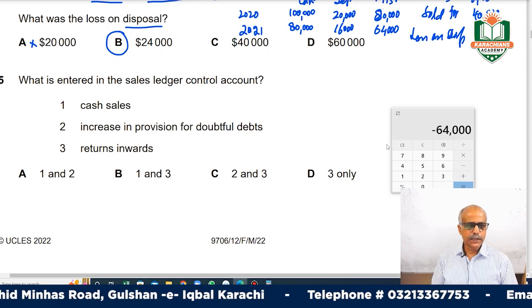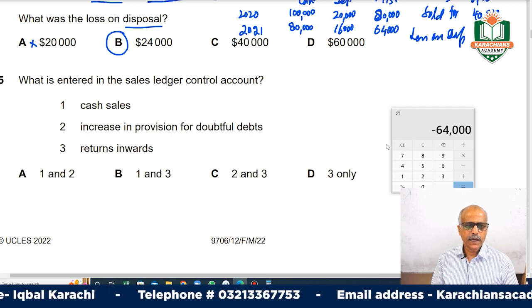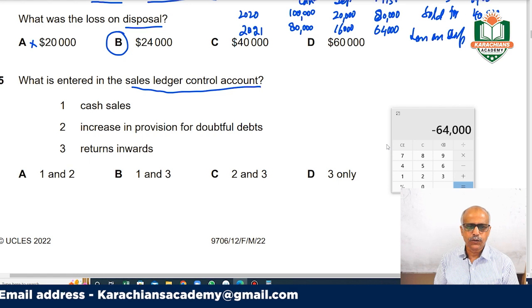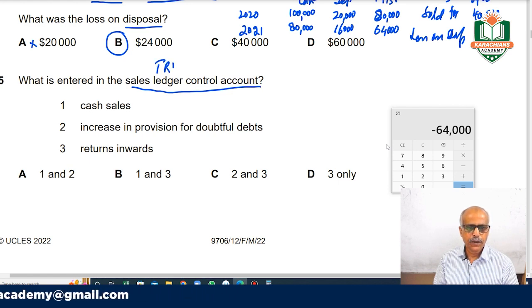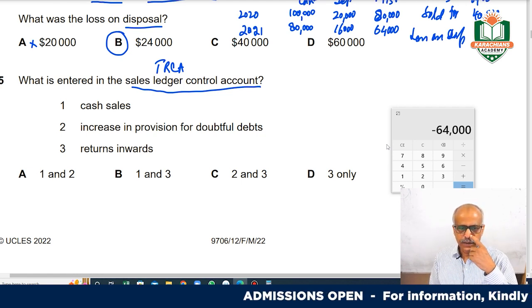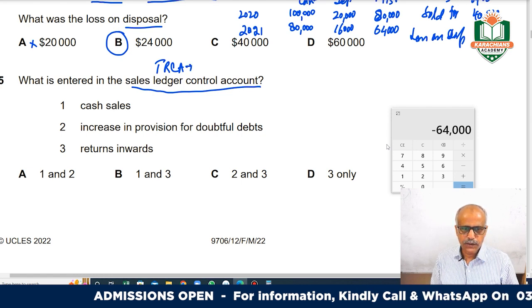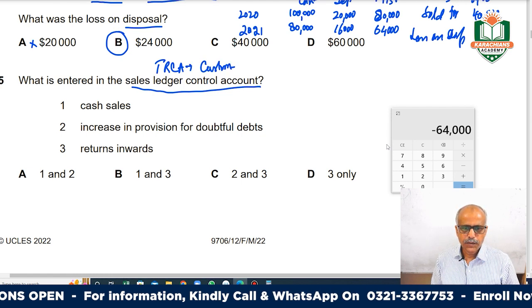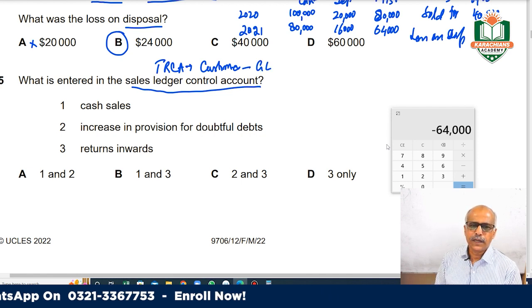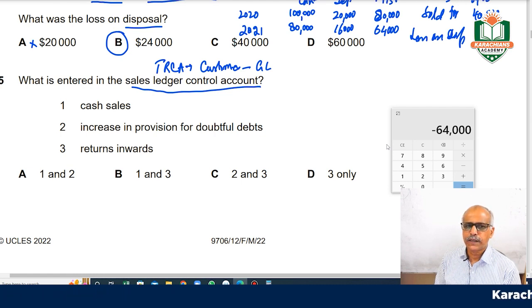Question number 5. What does it say? What is entered in the sales ledger control account? The sales ledger control account is your trade receivable control account. This is a control account which controls your sales ledger, for customers, maintained in the general ledger. Sales ledger is a separate subsidiary ledger where individual customers' accounts are maintained.